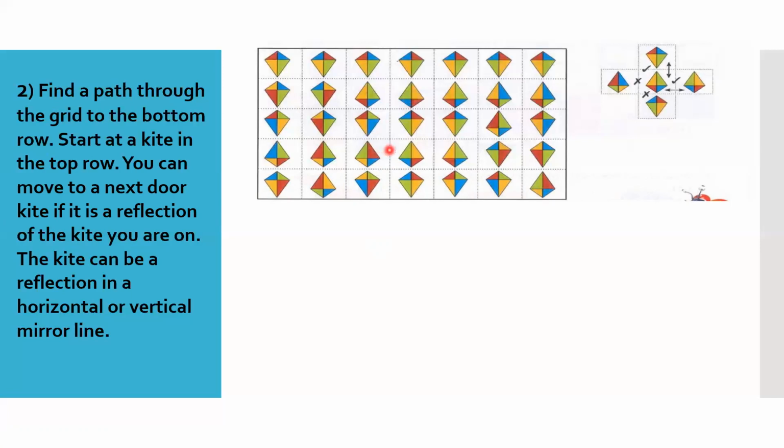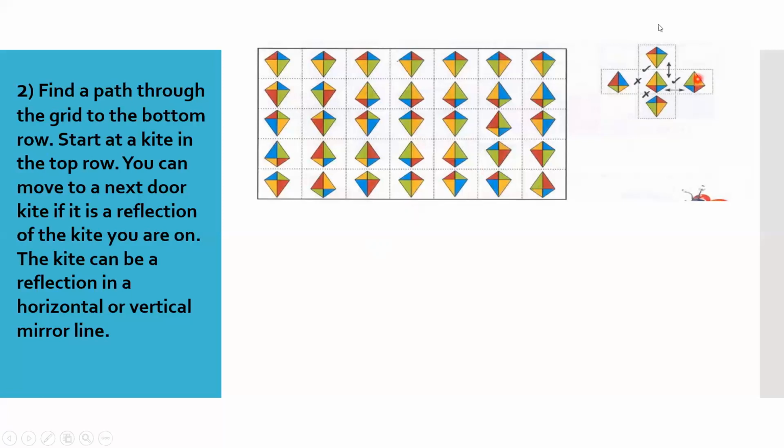Also, one more thing they have added: the kite can be a reflection in a horizontal or vertical mirror line. The first condition is you need to find a path through the grid from the top row to the bottom row. The path should be like, if you're starting from a kite, you continue the path to the next door kite if it is a reflection of the kite you are on. That is the second condition. The third condition is that the reflection can be in a horizontal as well as a vertical mirror line.